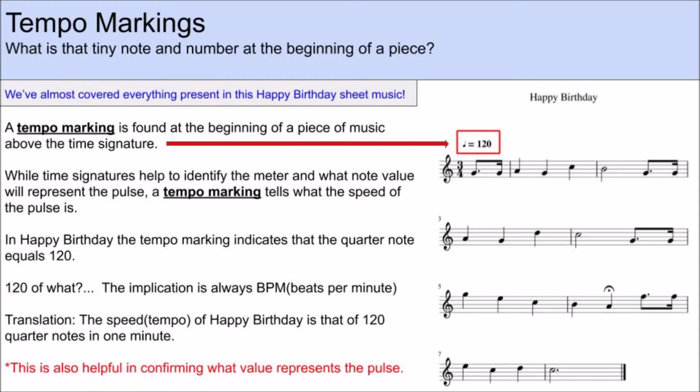The implied units for 120 are beats per minute, or BPM. You will almost never see a BPM marking next to the number, but it is always implied that the number that the note equals is beats per minute. So in this instance, there are 120 quarter notes that fit into 1 minute of time.